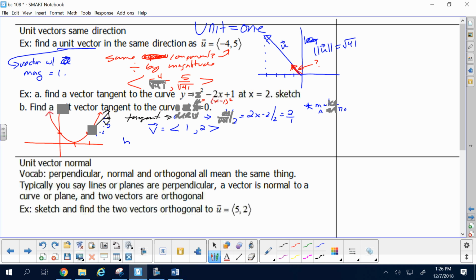B, find a unit vector tangent to the curve at x equals 0. That should be pretty easy. It shouldn't require a lot of thought if you think visually. I can think of 2 different answers. Give me one.